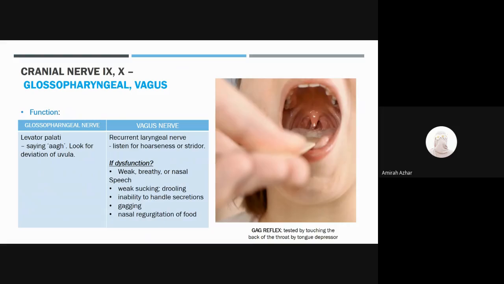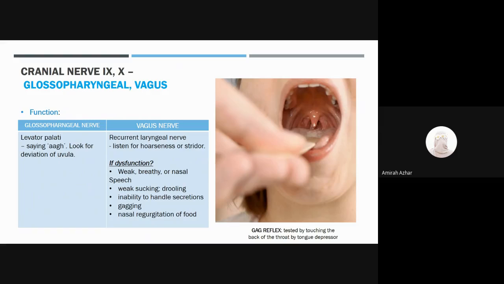Okay. Next. All right, we are ending. For cranial nerves 9 and 10, you will assess the levator palati, which is the muscle of your soft palate, and also the recurrent laryngeal nerve. Basically, you will ask the patient to open the mouth and see the uvula, as in the picture. Is it deviated or not? And ask the patient to say ah.